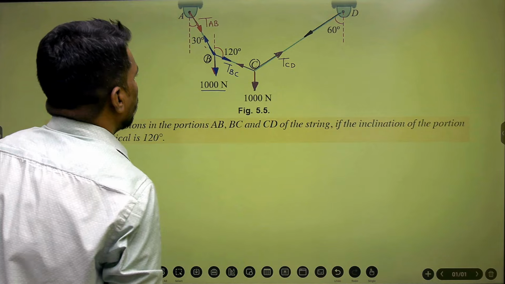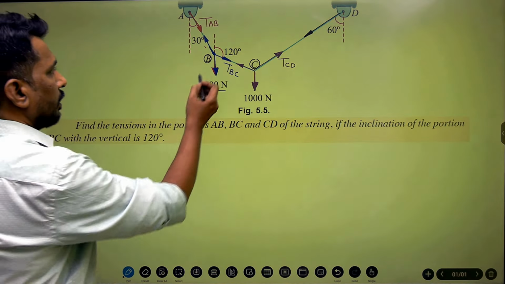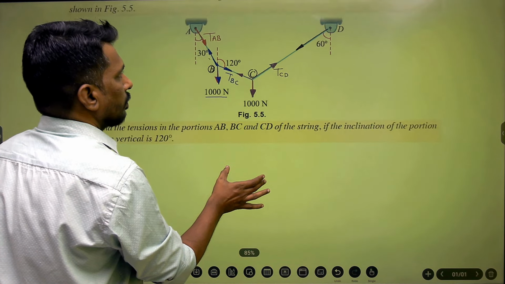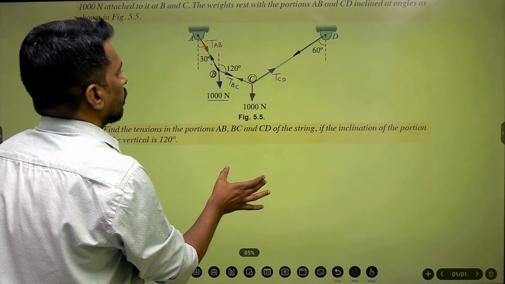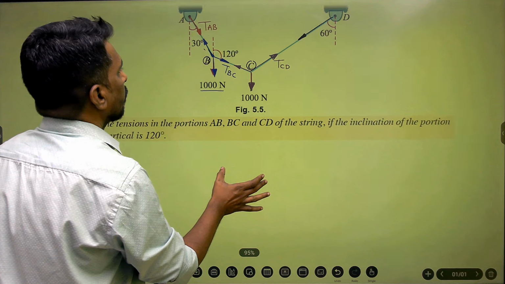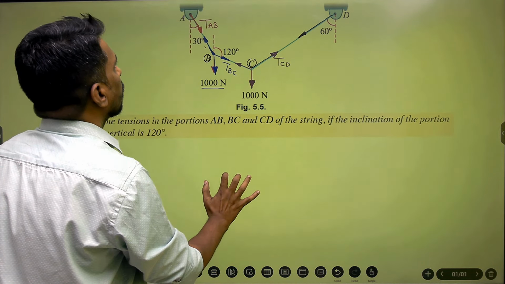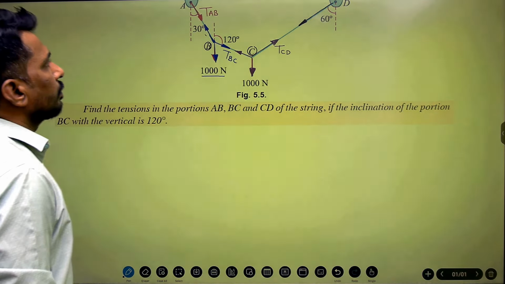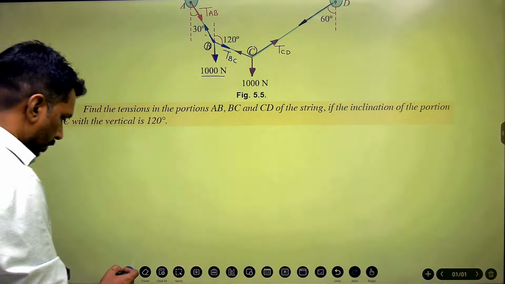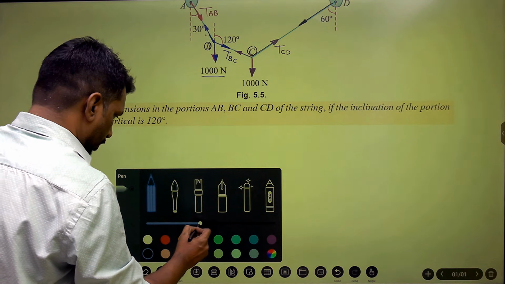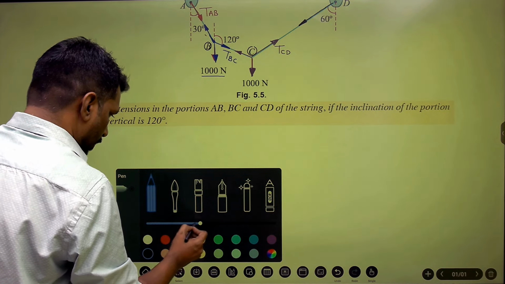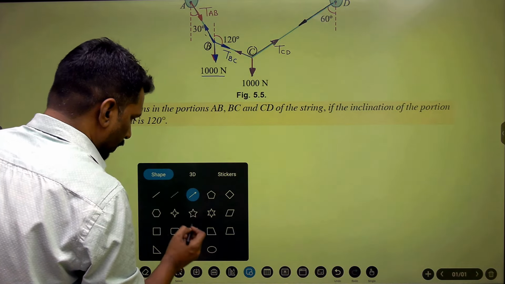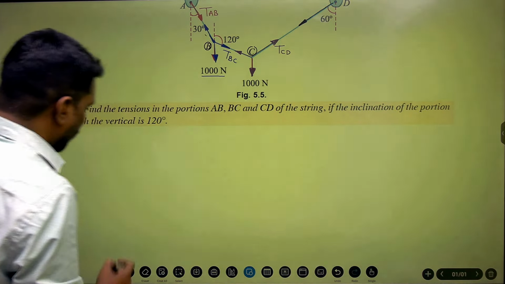Okay, now for the further calculations, we are considering B and C. First, I'll draw the required axes, vertical and horizontal, for both points B and C.